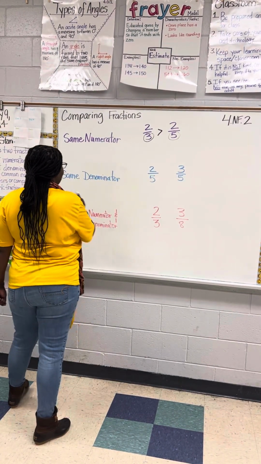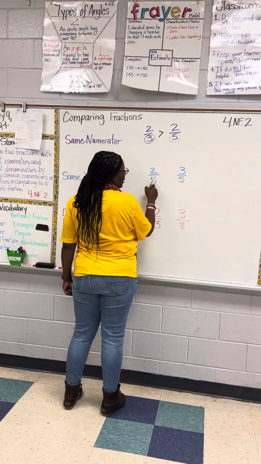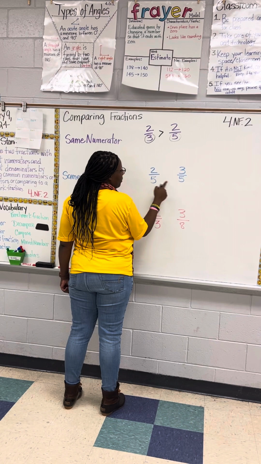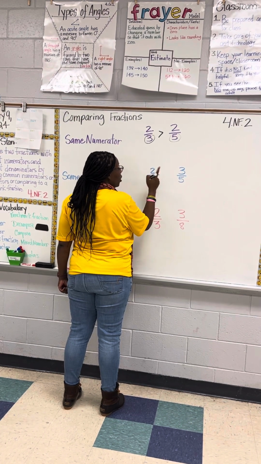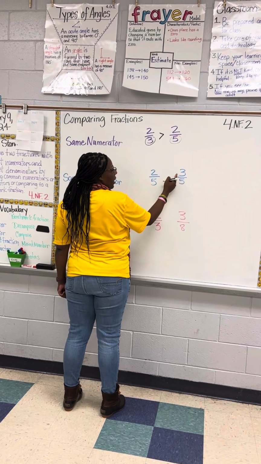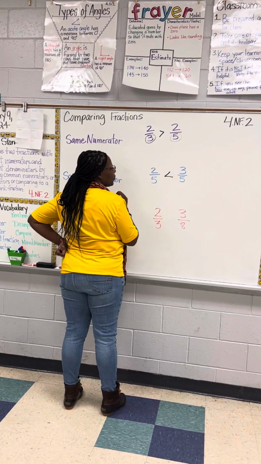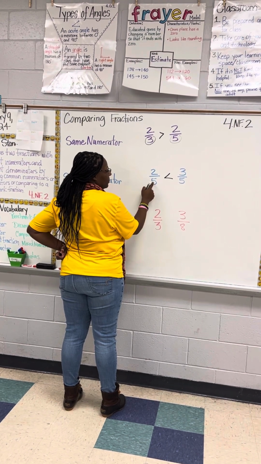All right, same denominator. Okay, they both have the same denominator. Whenever they have the same denominator, you look at the numerator. Whichever numerator is the greatest, that's the greatest fraction. So right here, 3 is greater than 2, so 3/5 is greater than 2/5.